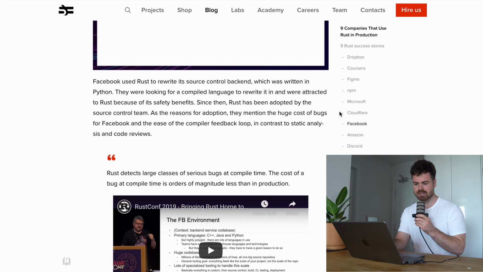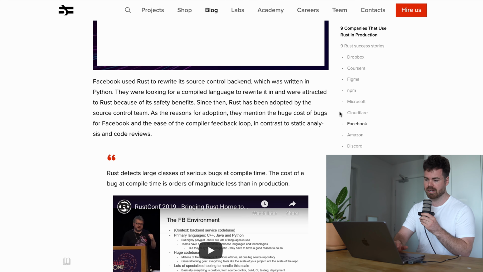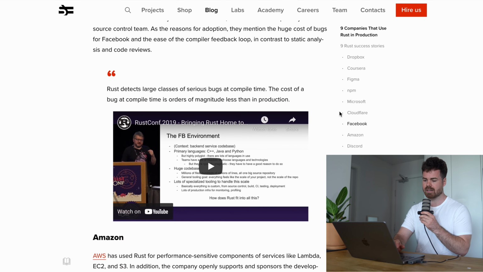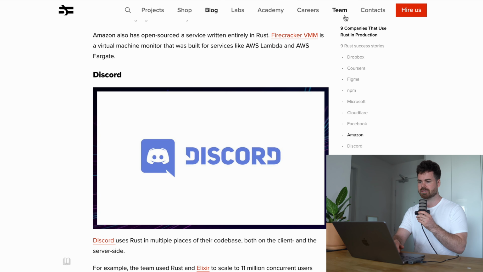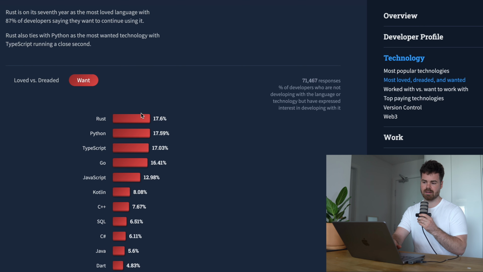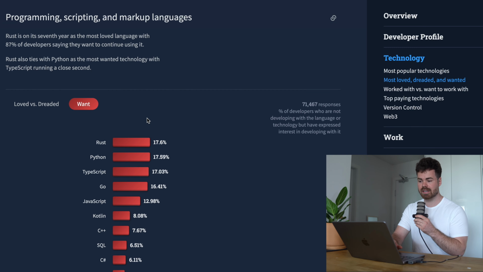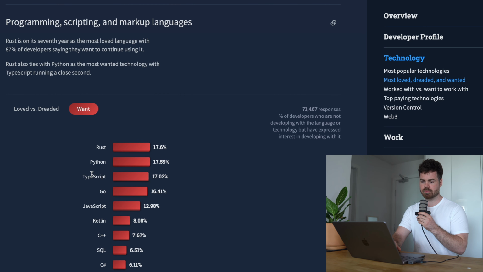Rust detects large classes of serious bugs at compile time. The cost of a bug at compile time is orders of magnitude less than in production. Also Amazon and Discord. So it's also trending, another one of the top most wanted languages to use, with Python and TypeScript as well coming in close second and third here.